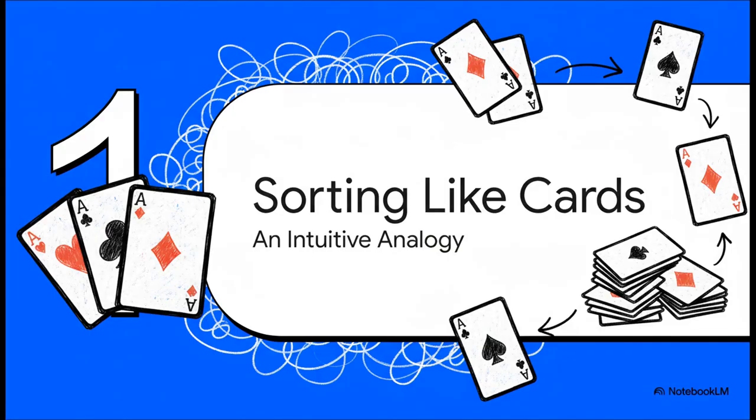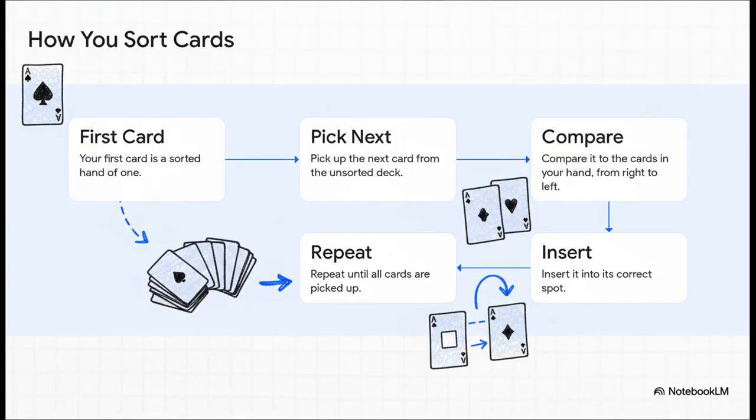Okay, so let's make that whole idea a little more formal. First up, Section 1, sorting like playing cards. I mean, really think about how you do it, right? You look at your first card. Well, that's your sorted hand right there, even though it's just one card. Then you pick up the next one from the deck. You glance at it. Does it go before or after the first one? Easy. Then you grab the third card, and you kind of scan the two cards you're already holding from right to left to find its perfect spot.